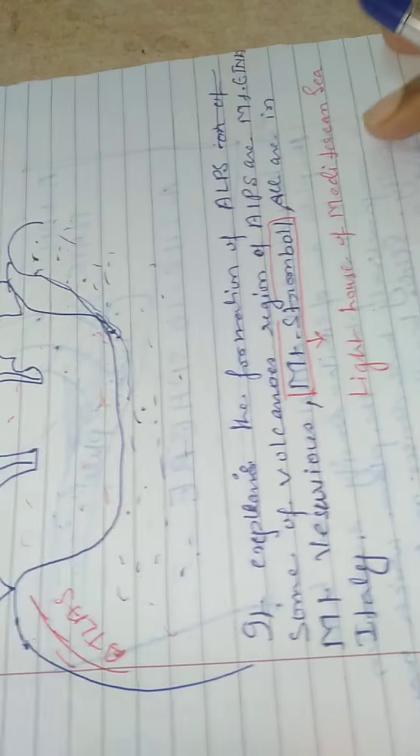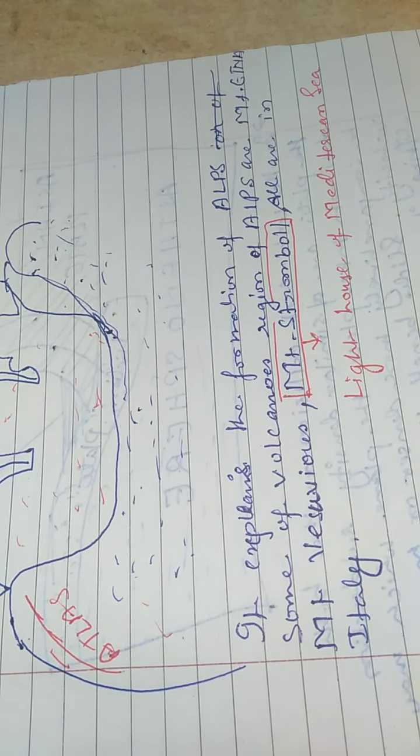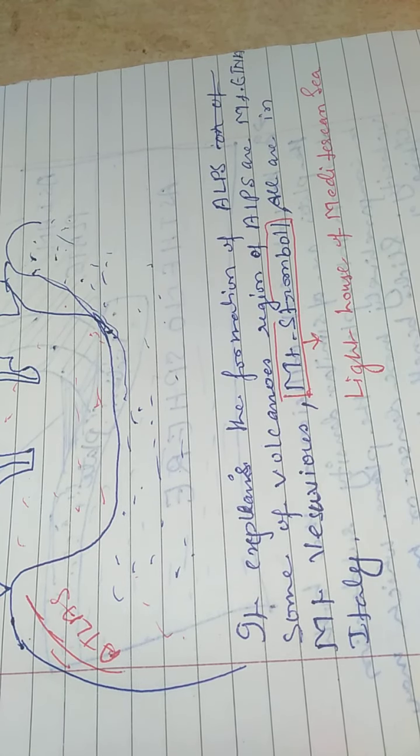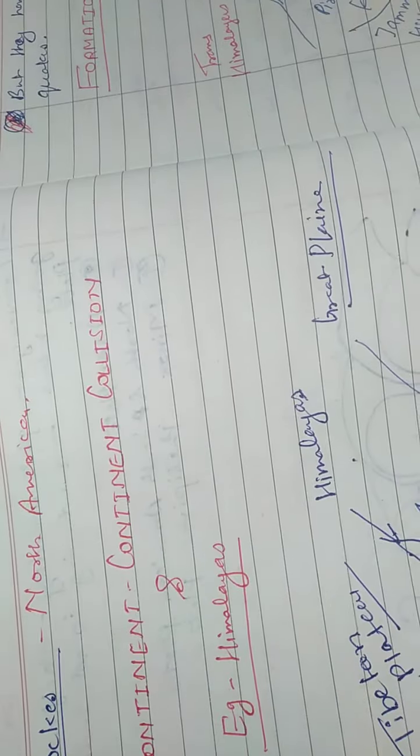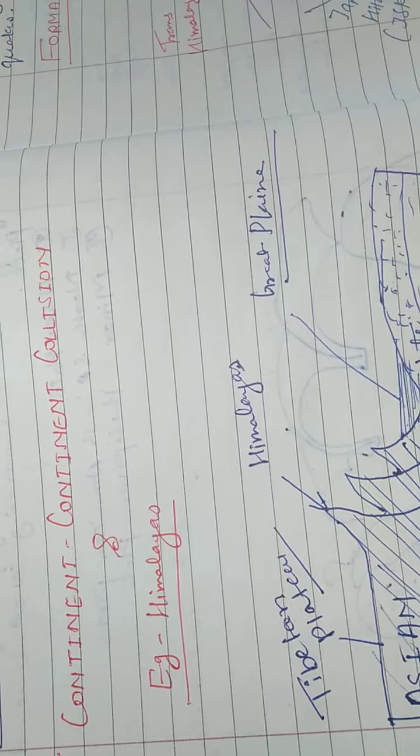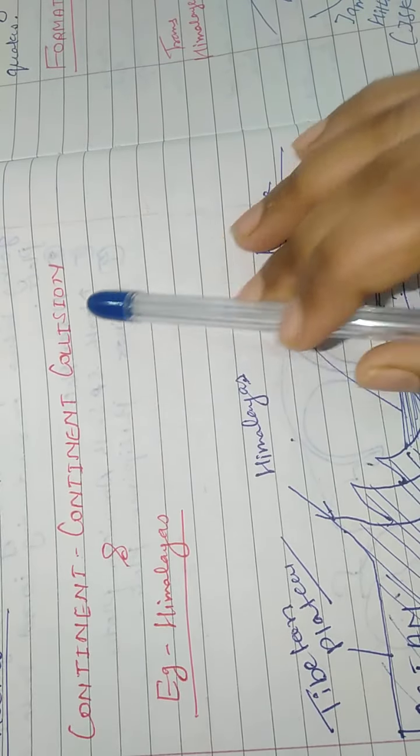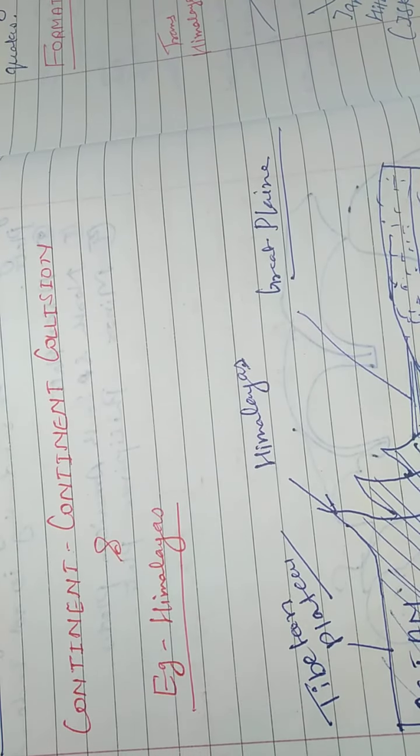Alps mountain. Some of the volcanoes in the region of the Alps are Mount Etna, Mount Vesuvius, and Mount Stromboli, all of which are in Italy. Lighthouse of the Mediterranean Sea, most western port. Rockies, North America.